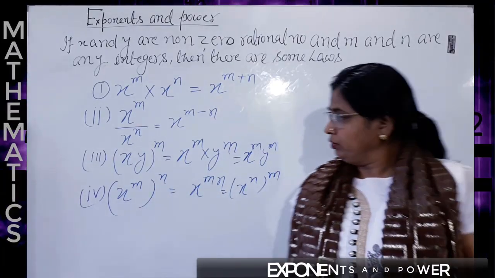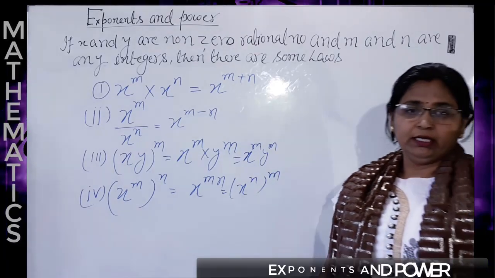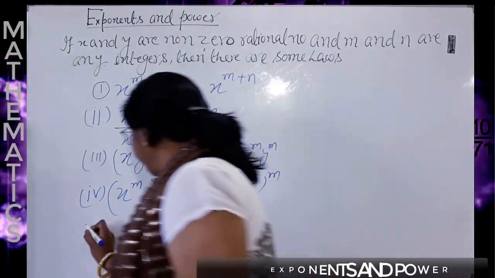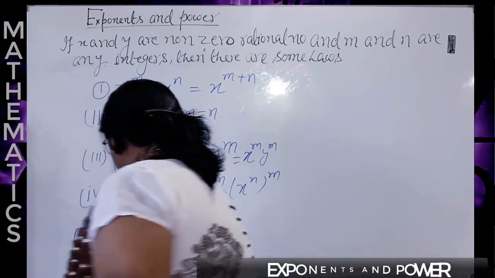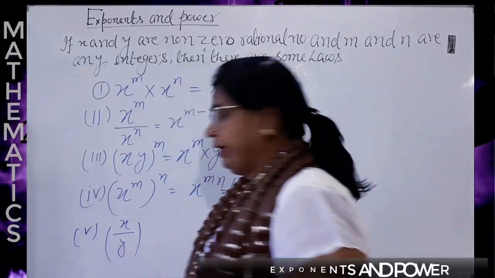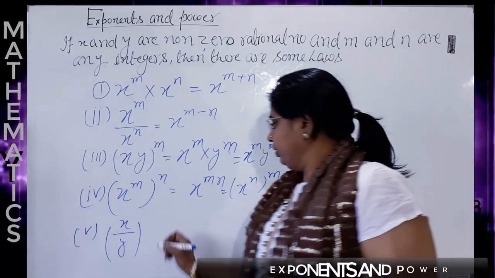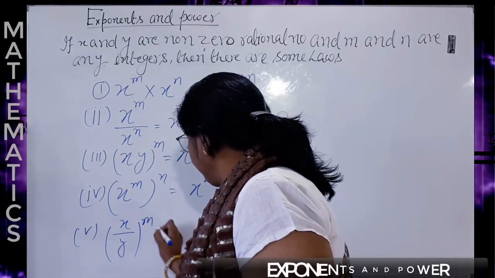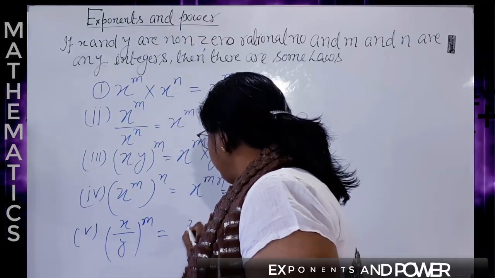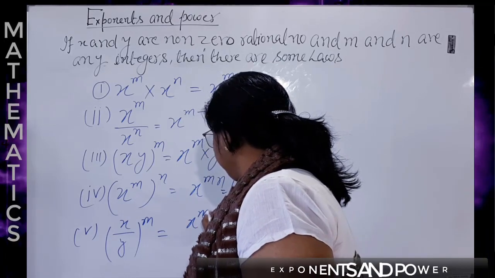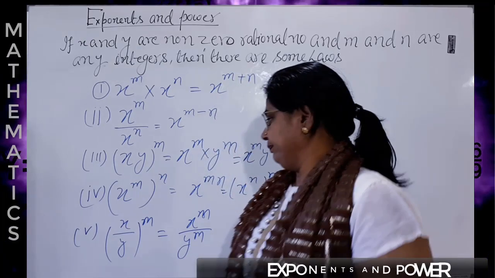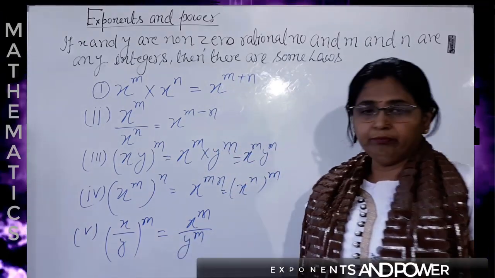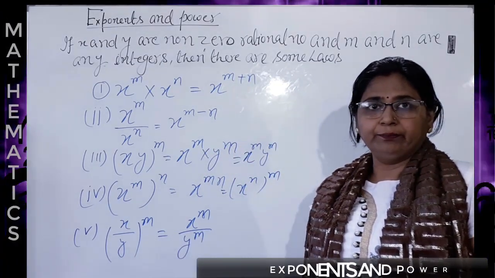And now my fifth law is x by y to the power m is equal x to the power m by y to the power m.